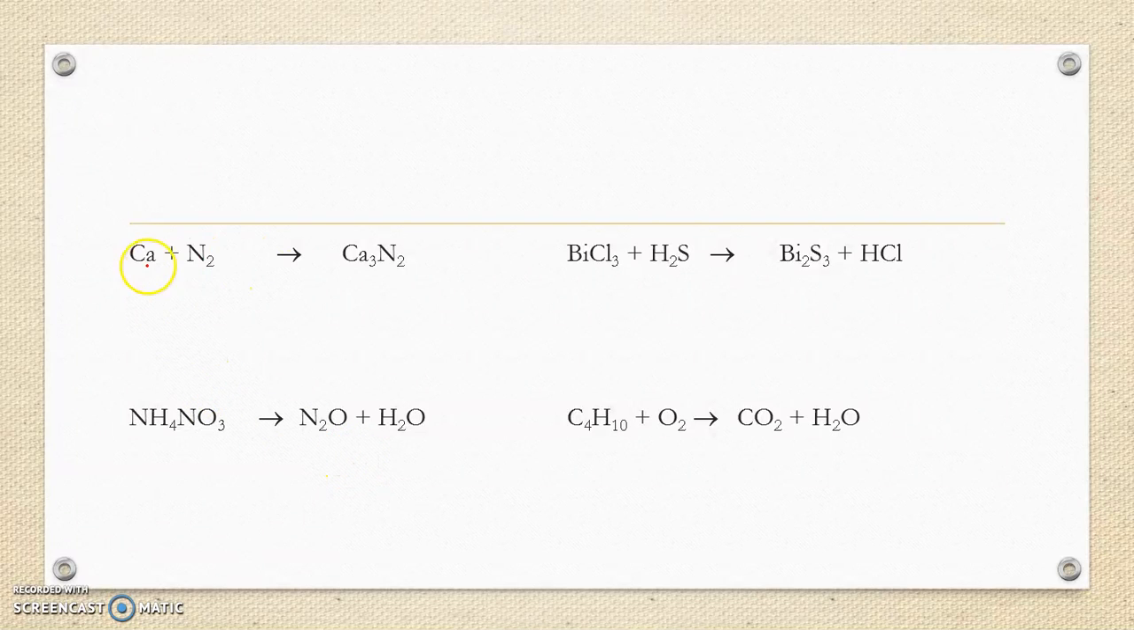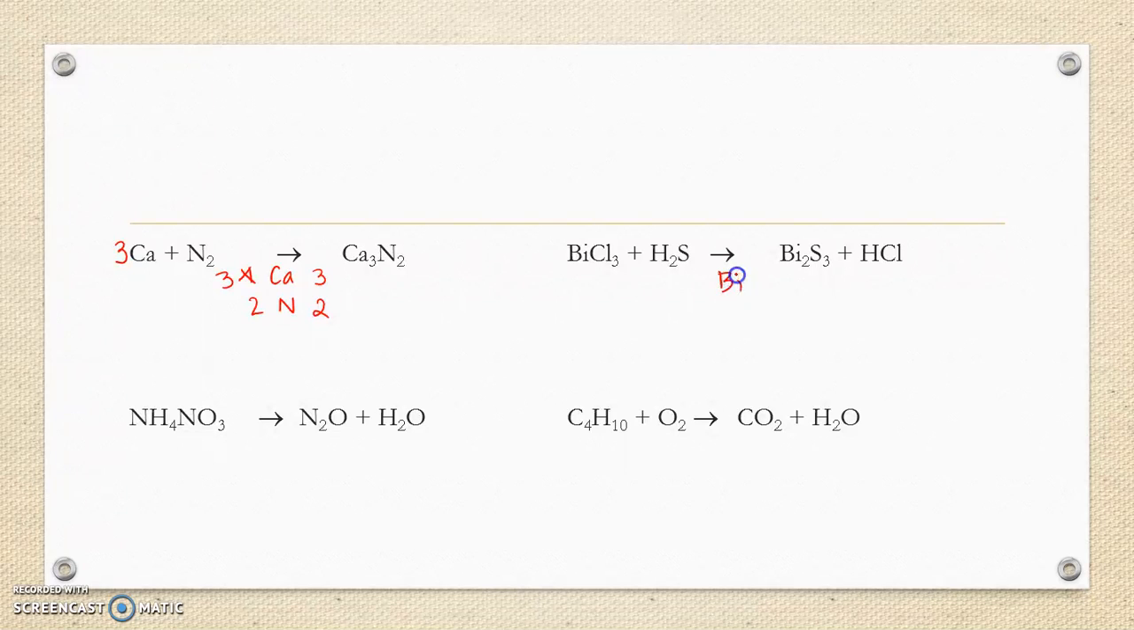Okay. All right, so here, calcium and nitrogen, so Ca and N. We have 1 calcium and 2 nitrogens. We have 3 calciums and 2 nitrogens. My calciums are unbalanced. I need 3 on this side, so I put a 3. It's so easy. Okay, go ahead and pause it. Come back, check your work.